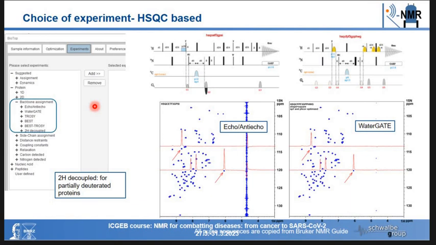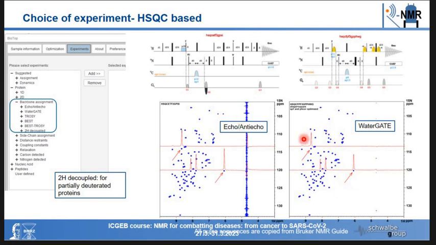All of these 3D experiments are HSQC based. That basically means if your HSQC looks horrible, then your 3D will also look horrible, probably. So you can basically run a couple of HSQCs before you start running your 3Ds, and then say, okay, which HSQC is best? Then I use this scheme for my 3D.